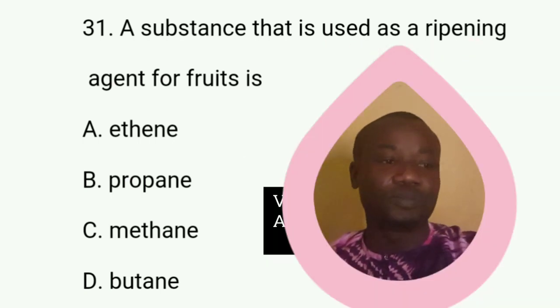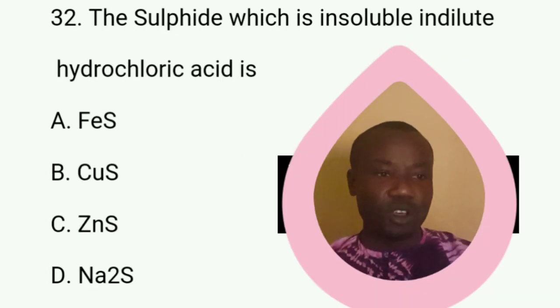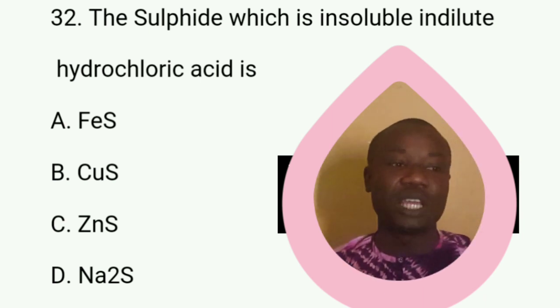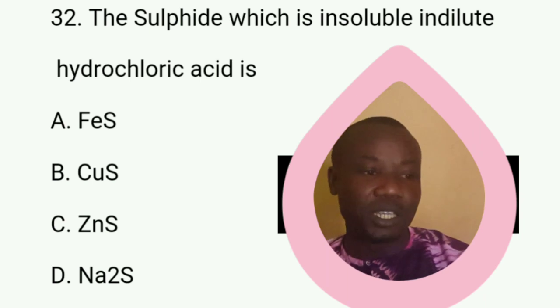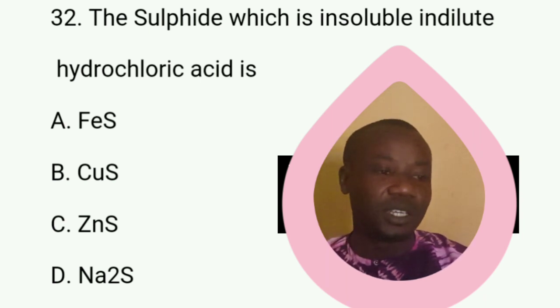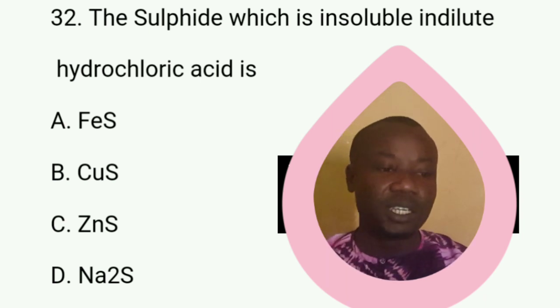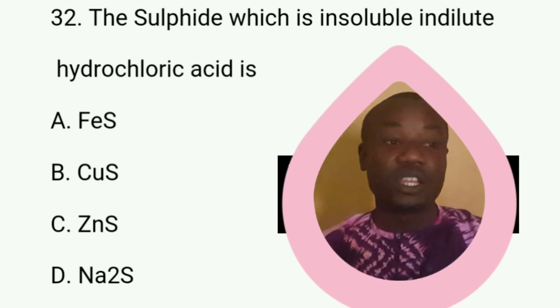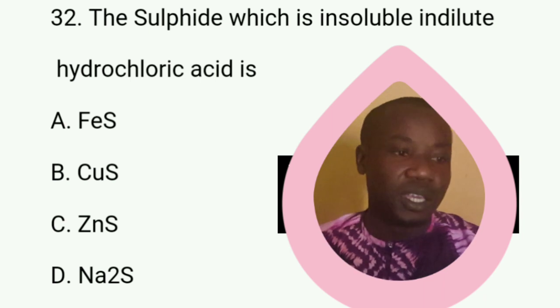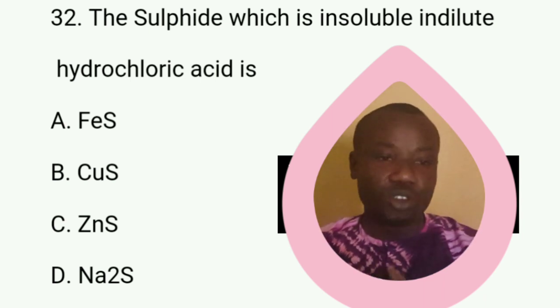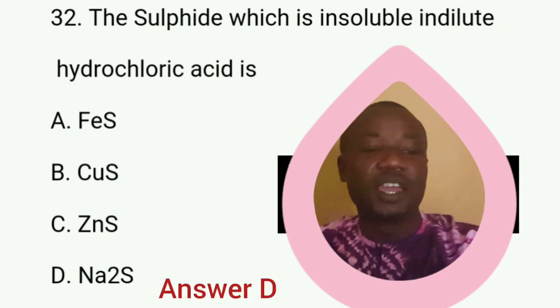Now question 32. The sulfide which is insoluble in dilute hydrochloric acid is A. iron sulfide, B. copper sulfide, C. zinc sulfide, and D. sodium sulfide. Looking at the options, the right answer is D. That is the only sulfide there that is insoluble in dilute hydrochloric acid.